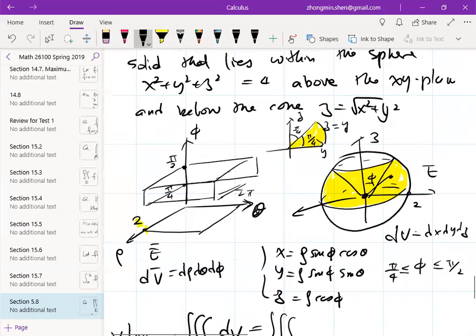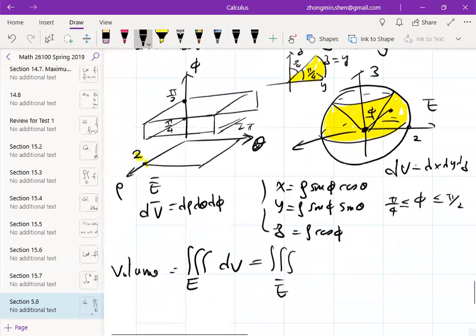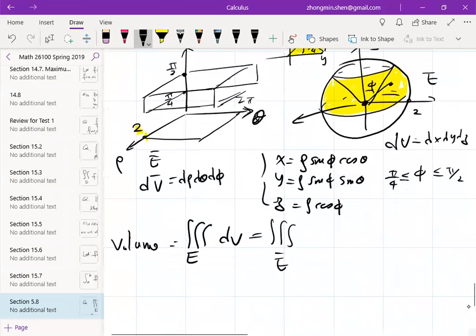This piece is mapped to that solid. It's not necessarily 1-to-1 along the boundary, but the interior is 1-to-1. There's a unique correspondence. All right, so now what does dV become? dV becomes something dV bar. Actually, this should be rho squared sine phi dV bar. And E is described by that.